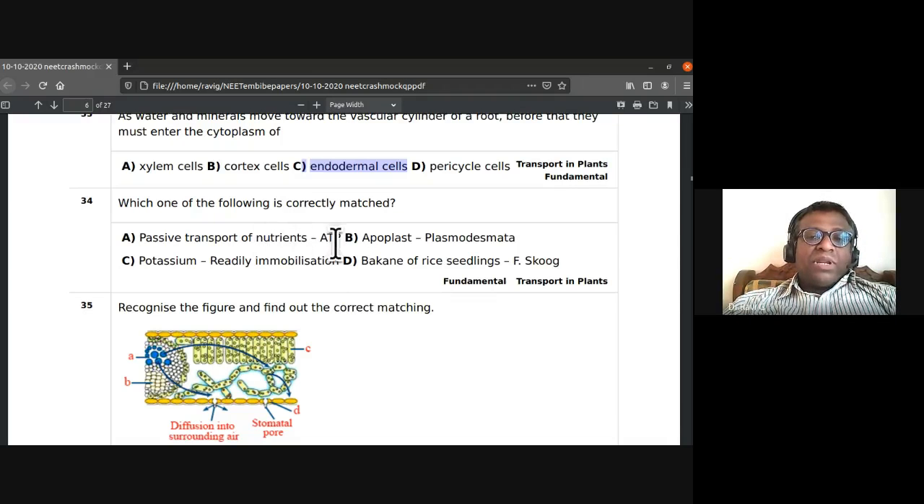Passive transport of nutrients, ATP, wrong. Apoplast, plasmodesmata, wrong. Symplast should come. Potassium, readily immobilized, that is correct.